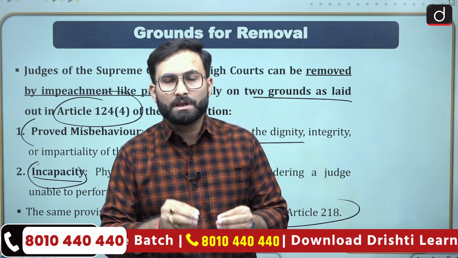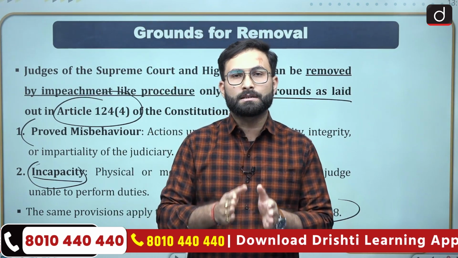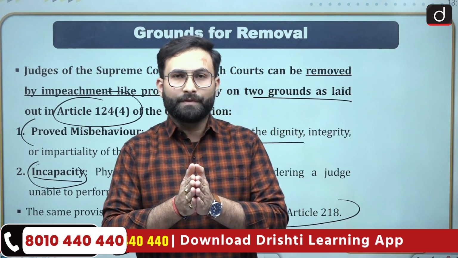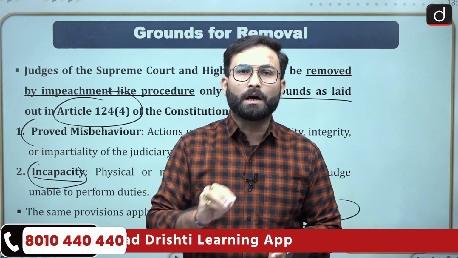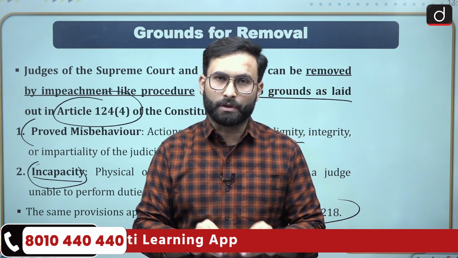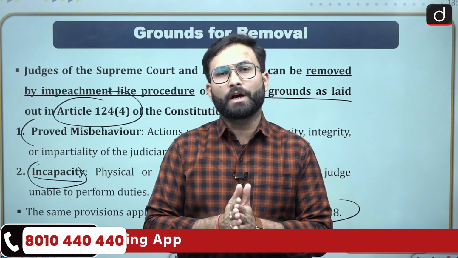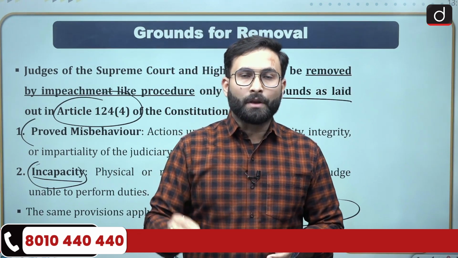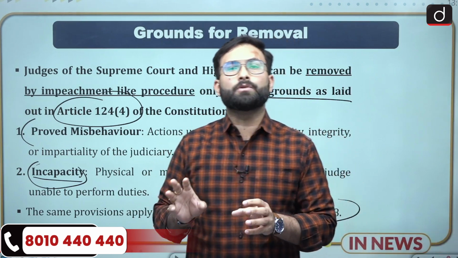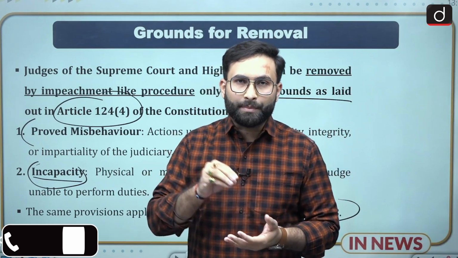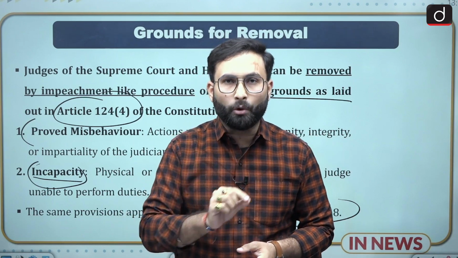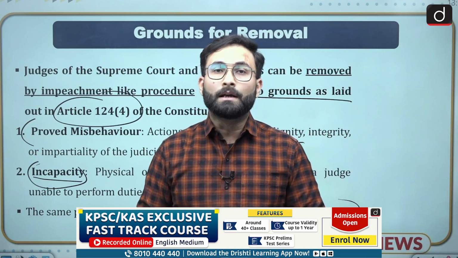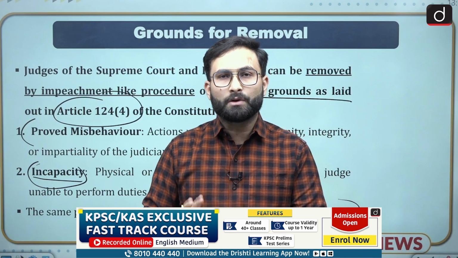Then if the motion is passed by the special majority, that is, 50% of the total membership and two-thirds of the members who are present and voting. This is the special majority which is required for the removal of a judge. Now, if the motion is passed in both the houses of Parliament, then there will be a presidential order through which the judge will be removed. Now, this is the whole procedure for the removal of a judge. Till now, no judge has been removed by this.